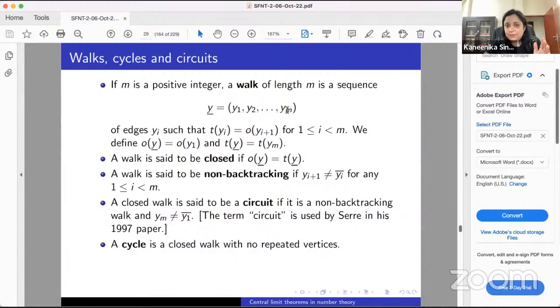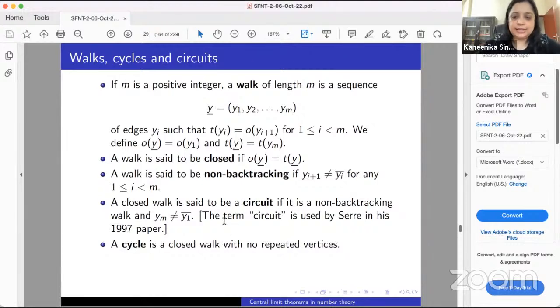And if you also have a non-backtracking walk where the last edge does not go over the first edge again, that is called a circuit. This term circuit is used by Serre in his 1997 paper that I mentioned. Generally, in papers of other people working in this area, these are usually called cyclically non-backtracking walks, CNBWs.